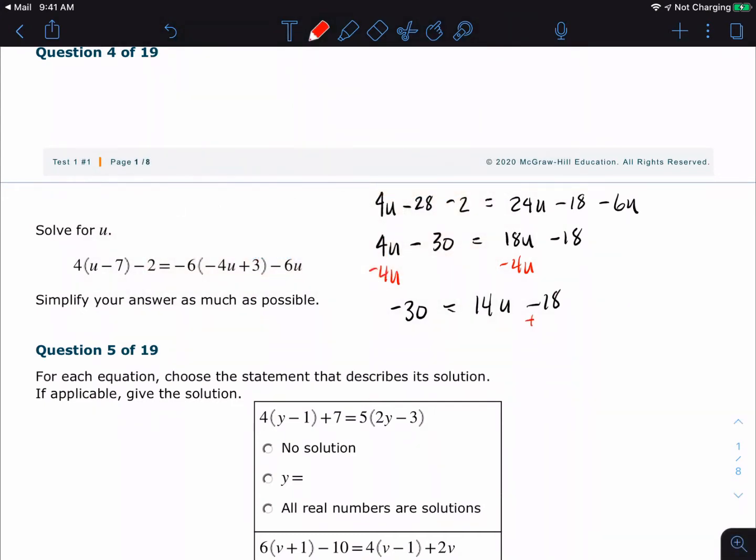Then I'm going to add 18 here. So I have to add 18 on this side, and that's going to give me, what is that? It's going to be negative 12 is equal to 14u. And so u is equal to negative 12 over 14, but that will simplify to negative 6 over 7, and that should be our answer for number 4.